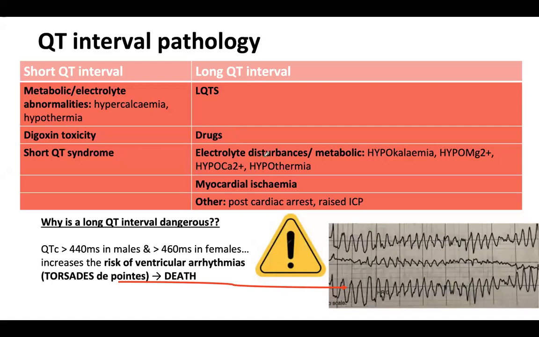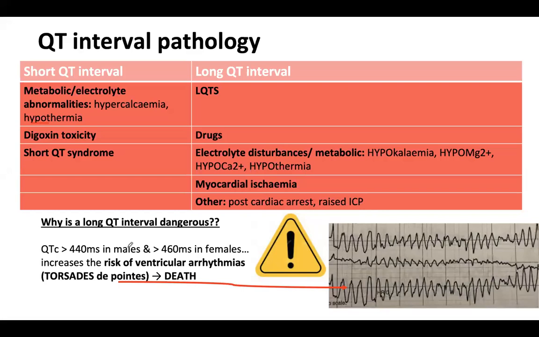Long QT interval can also be caused by hypokalemia, hypomagnesemia, hypocalcemia, or hypothermia. So it's all the lows. Sorry, actually, there's a mistake here. This should be hyperthermia, I'm pretty sure. But I'll correct that for YouTube. And then myocardial ischemia, and others can be post-cardiac arrest or raised intracranial pressure.